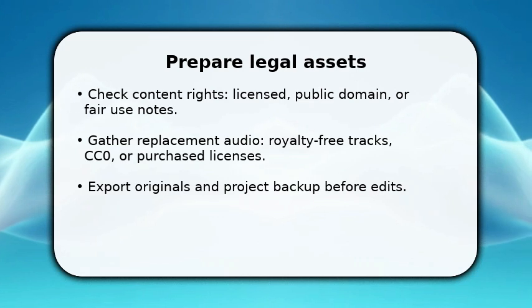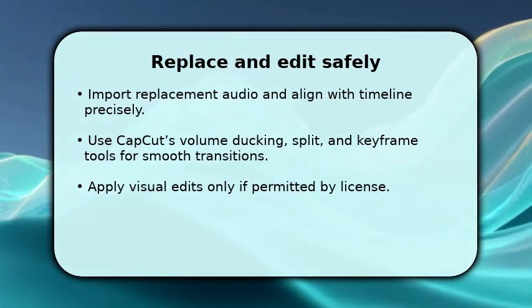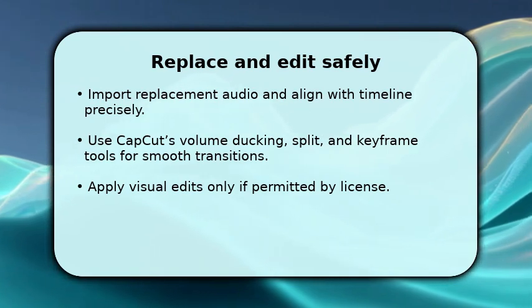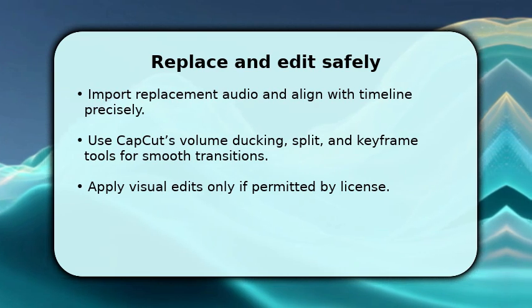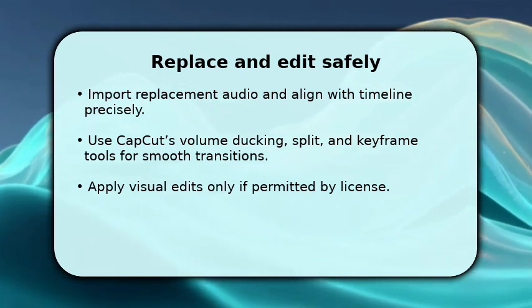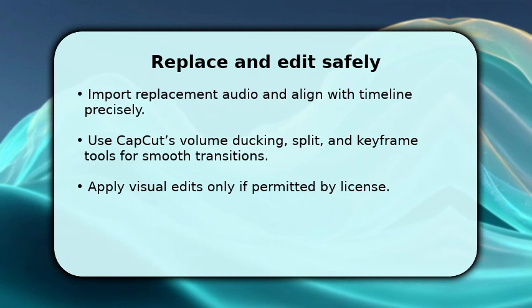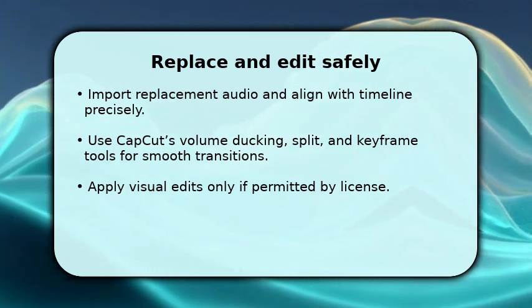Now import your licensed audio into CapCut and align it to the video timeline. Precise sync avoids accidental retention of copyrighted segments. Use split and delete to remove original audio, then apply volume automation or ducking so dialogue remains clear under music. If you must alter visuals, check the license. Some require no derivative works.